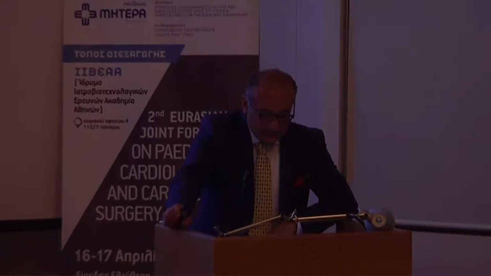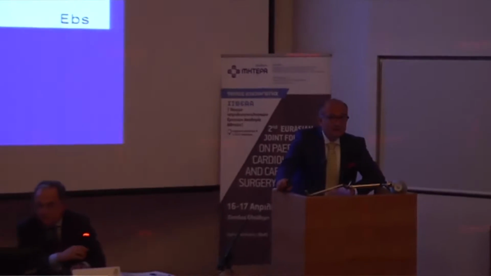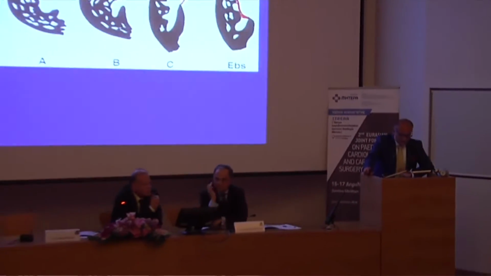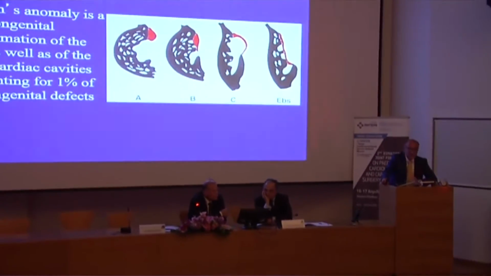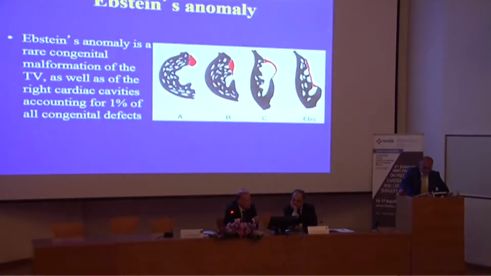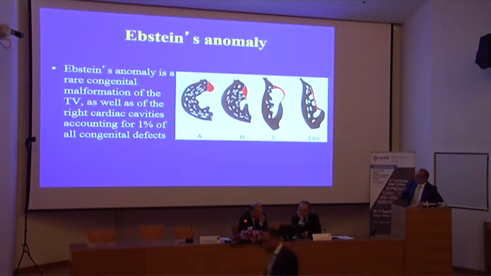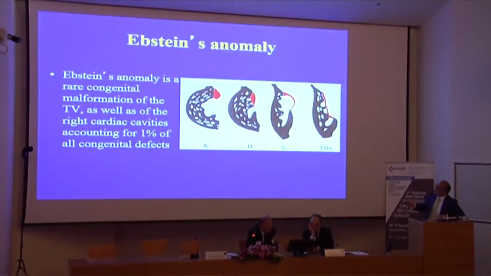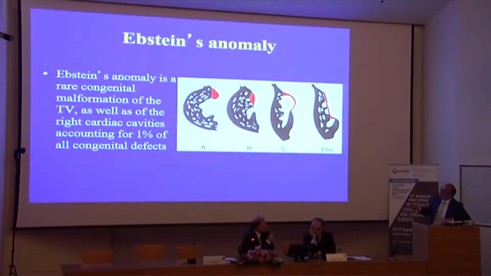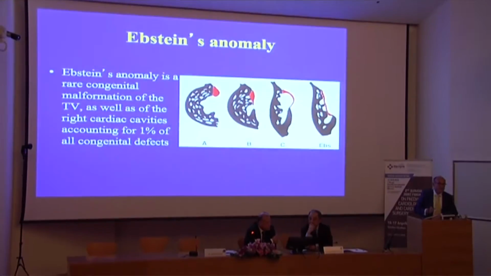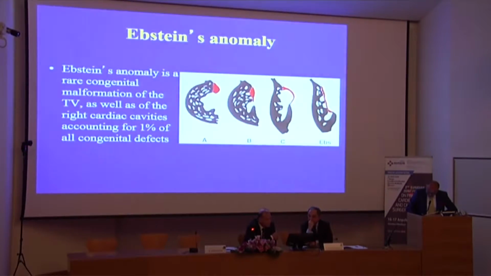Now, as you know, Ebstein's anomaly is a rare congenital malformation of the tricuspid valve, but not only of the tricuspid valve, because usually all the right cardiac cavities are involved. And as you see here, probably there is a lot of resorption between the tricuspid valve and this muscular trabeculization during the intrauterine life.